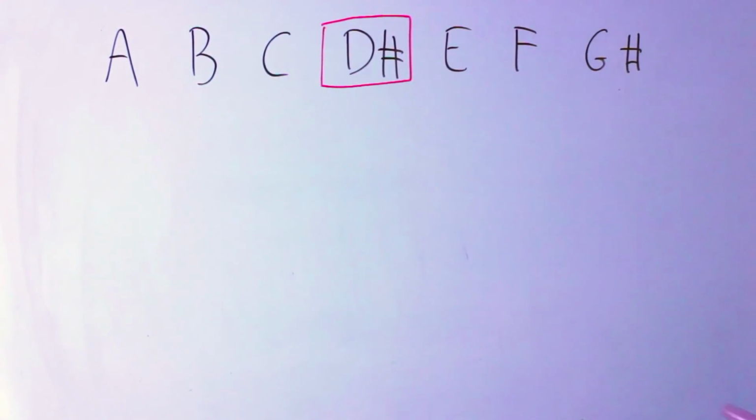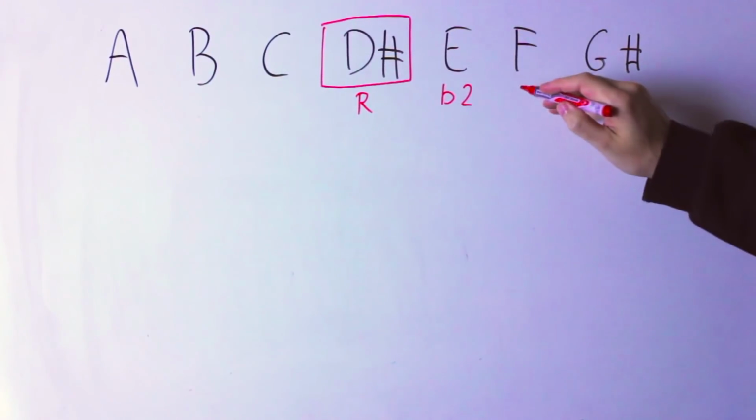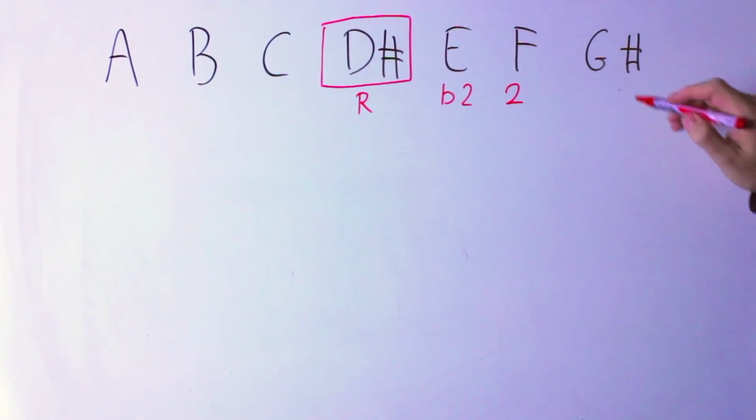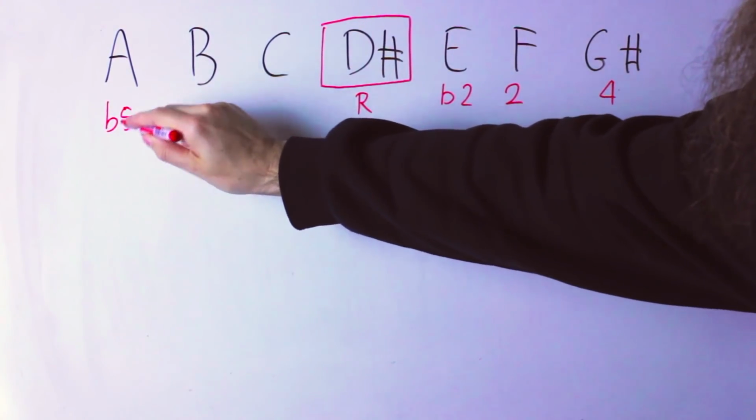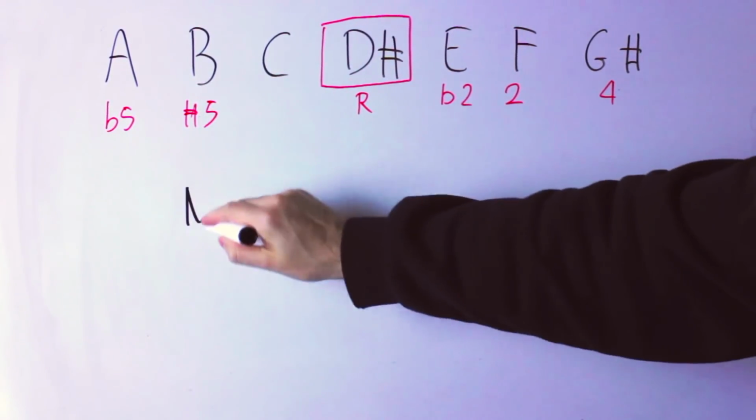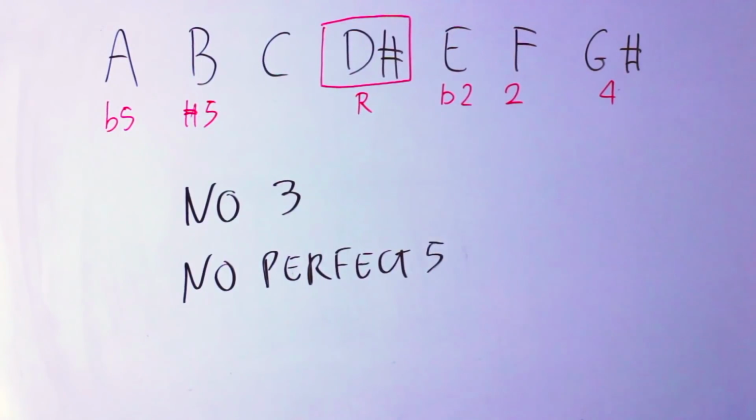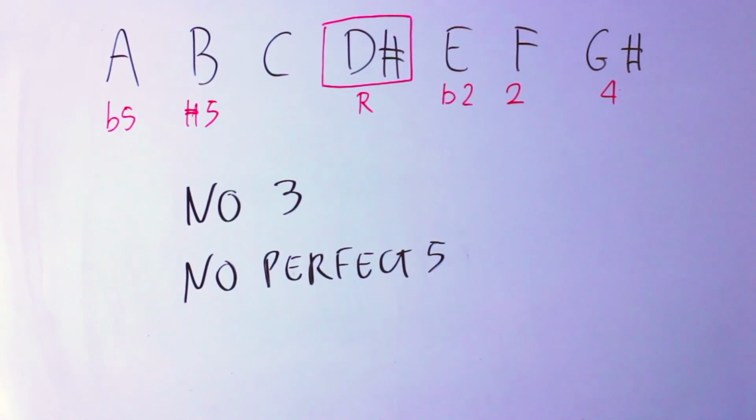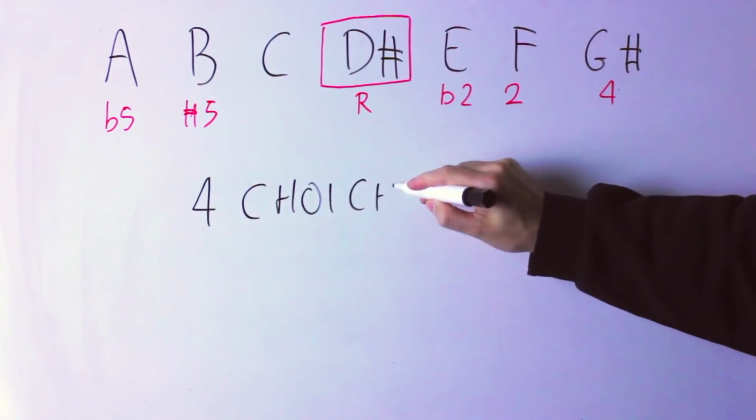Now let's see the intervals that the scale gives us. The E is the flat second over this D sharp, the F is the major second, the G sharp is a perfect fourth, the A is a flat 5, and the B is a sharp 5. Now we see immediately that we are not going to find a standard triad here because we don't have a third, and we don't have a perfect fifth. I mean, if we were missing only the third, then we could do a suspended chord, and if we were missing only the perfect fifth, we could do an augmented or diminished chord likely, but we are missing both in this case. So what's going to happen?